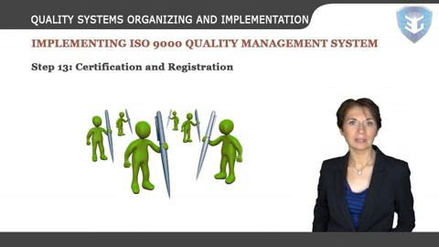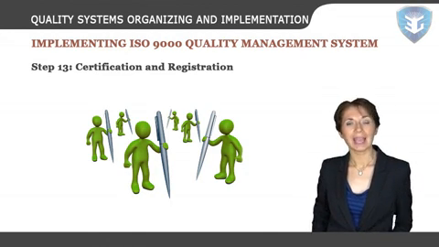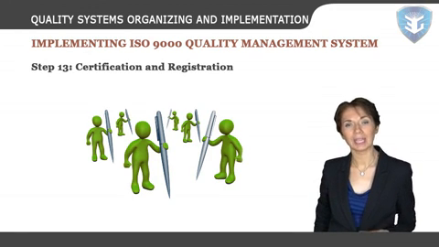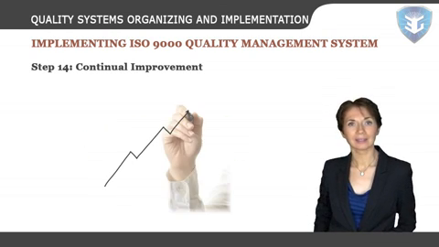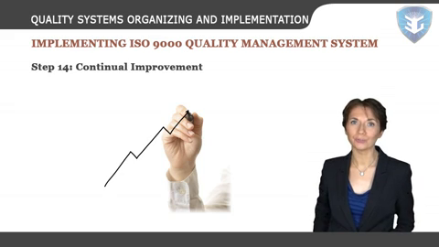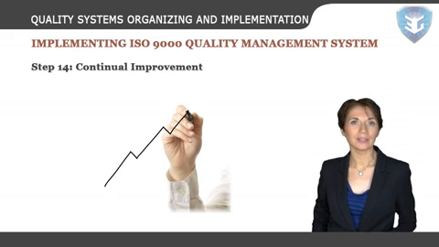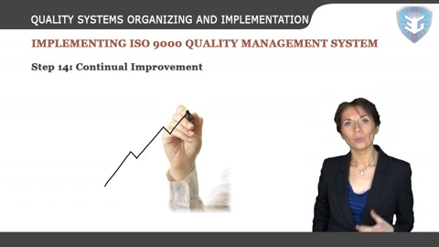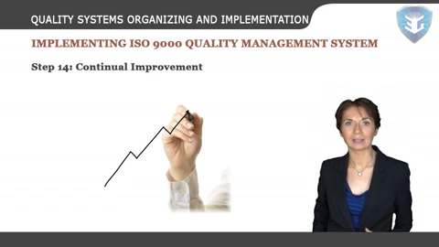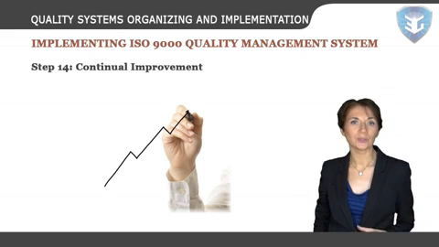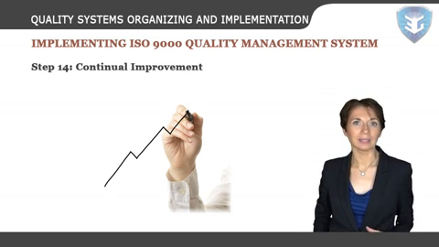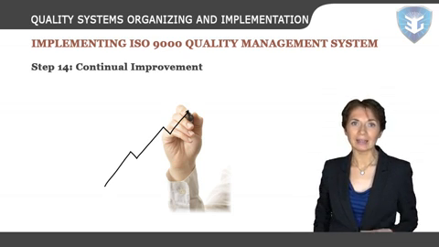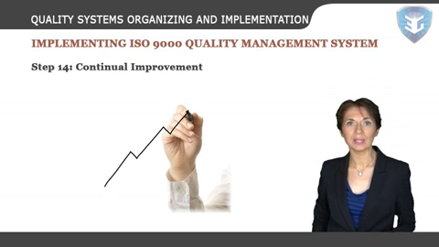Once the quality management system has been in operation for a few months and has stabilized, a formal application for certification could be made to a selected certification agency. Step 14. Continual improvement. Certification to ISO 9000 should not be an end. One should continually seek to improve the effectiveness and suitability of the quality management system through the use of quality policy, quality objectives, audit results, analysis of data, corrective and preventative actions, and management review.